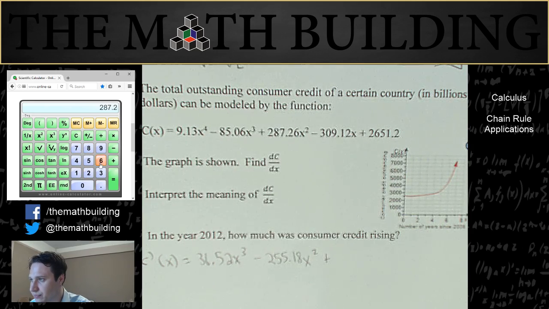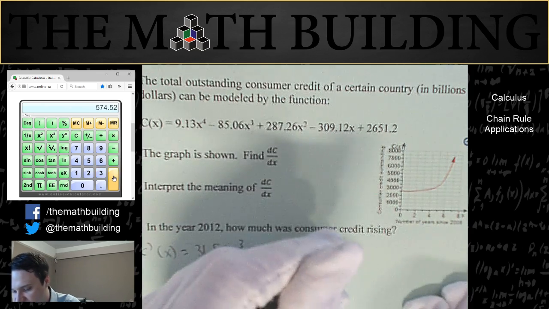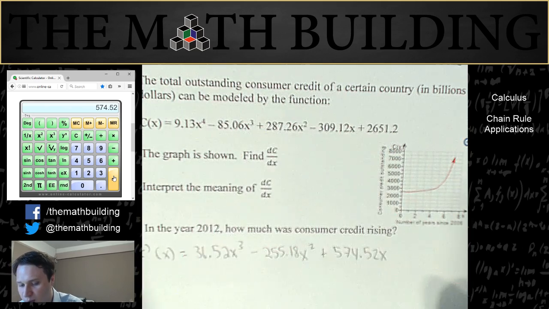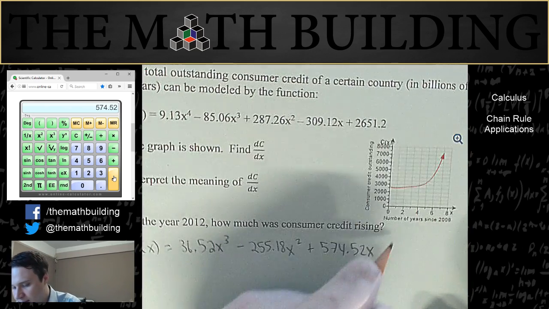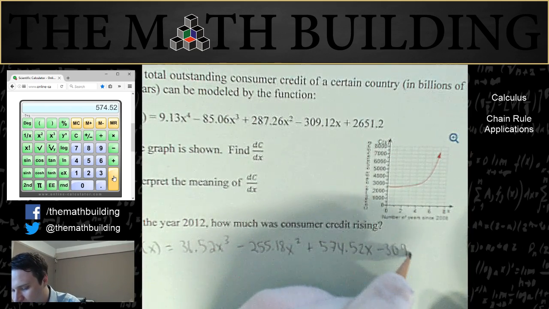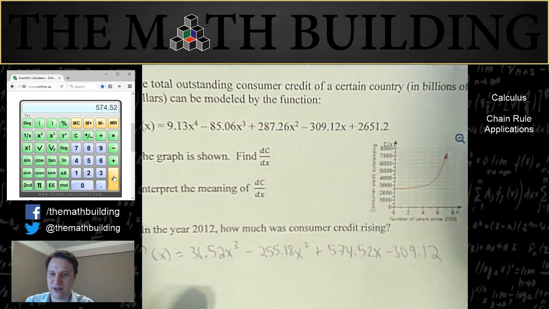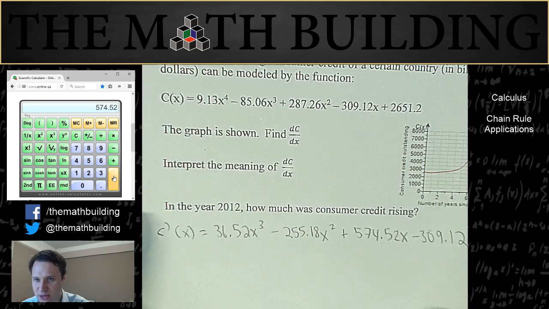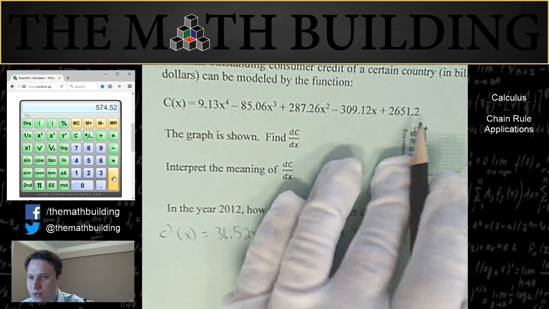287.26 doubled, which is 574.52 x to the 1, or just x, and then that's minus 309.12 and then this constant number just goes away. So here's the derivative of our function that we just calculated, mainly by just doing the power rule over and over.